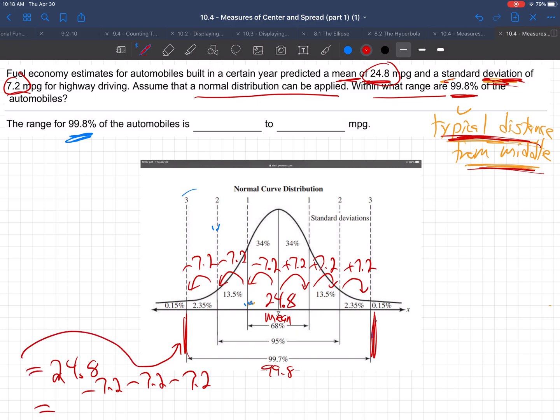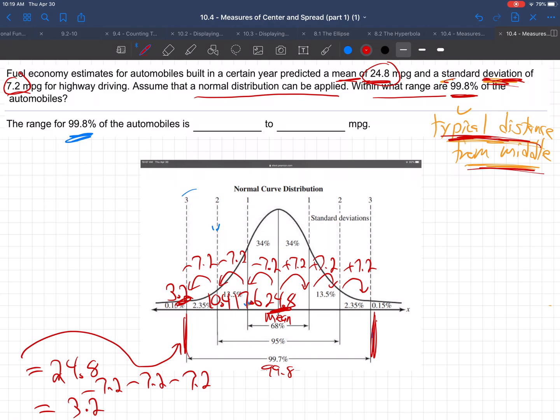I don't know what that is. I'm going to take my calculator. So you can just take 24.8 minus 7.2 times 3, and I'm getting 3.2. So this line would be 3.2, right? You could have just done all 3 steps. You could have just taken 24.8, the middle, subtract 7.2 once. This line is 17.6. Subtract 7.2 again. This line is 10.4. Subtract 7.2 again, and you get 3.2.